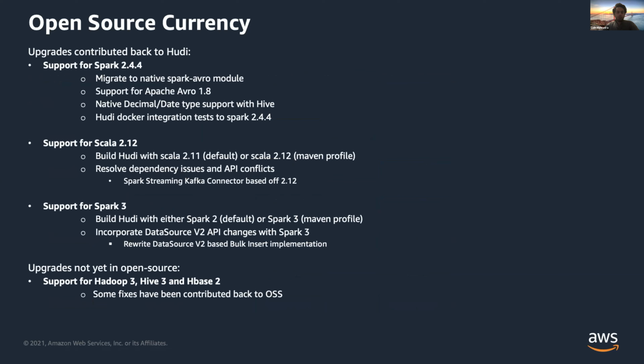Some of the upgrades that we did over the past year were that we initially upgraded to Spark 2.4.4 from Spark 2.1, I believe, for Hudi. In that process, we did a bunch of other cleanup. We upgraded to the native Spark Avro module for Spark to Avro conversions. The deprecated Databricks Avro had a bunch of issues. We upgraded to Avro 1.8, and in all this process, we were able to support decimal and date types natively via Hive. Earlier, they would be synced as strings, but now they could be synced as the native types. We upgraded the Docker test to run with Spark 2.4. More recently, we added support for Scala 2.12, so you can compile with either 2.11 or 2.12 now.